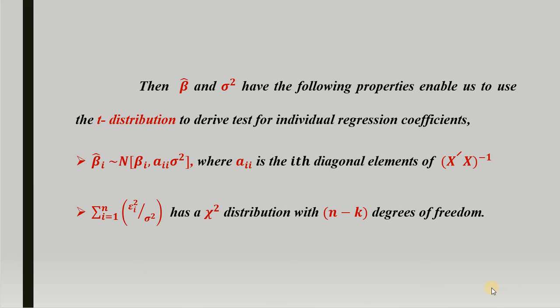So then, beta cap and sigma square have the following properties, which enable us to use the t distribution to derive tests for individual regression coefficients. The properties are: beta i cap follows normal distribution with mean beta i and variance a_ii sigma square. Here a_ii is the ith diagonal element of (X prime X) inverse. And summation i from 1 to n epsilon i square by sigma square follows a chi-square distribution with n minus k degrees of freedom.